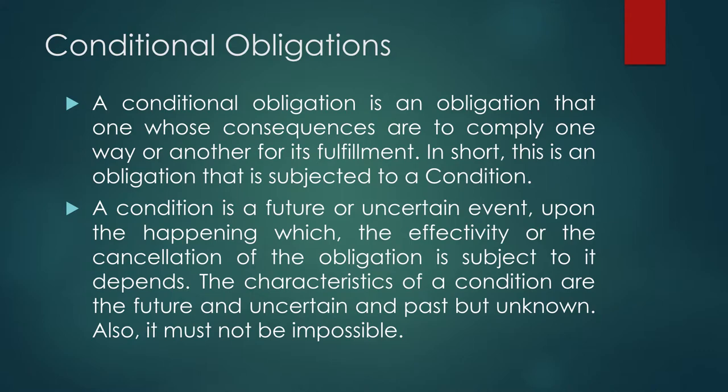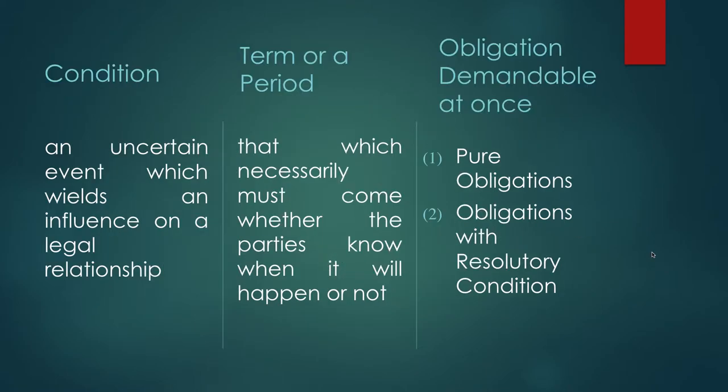So, subject to the condition, the obligation can be effective or cancelled. That depends on whether it's suspensive or resolutory, as we discuss later on. A condition is an uncertain event which wields an influence on a legal relationship. A term or a period is that which necessarily must come, whether the parties know when it will happen. An obligation demandable at once is for pure obligations and obligations with resolutory conditions, what I've mentioned earlier.